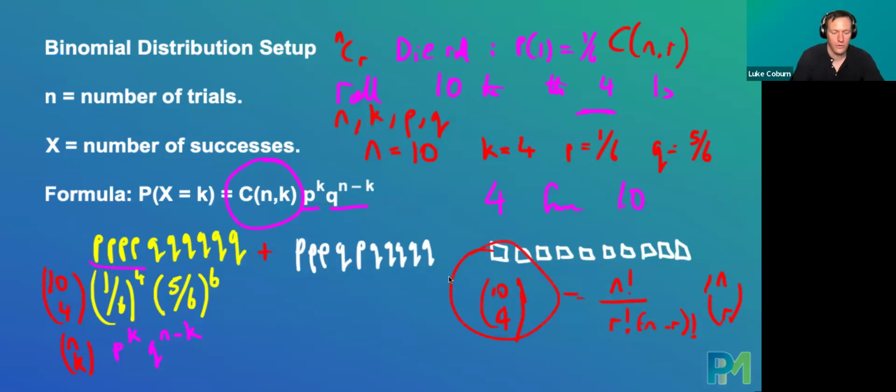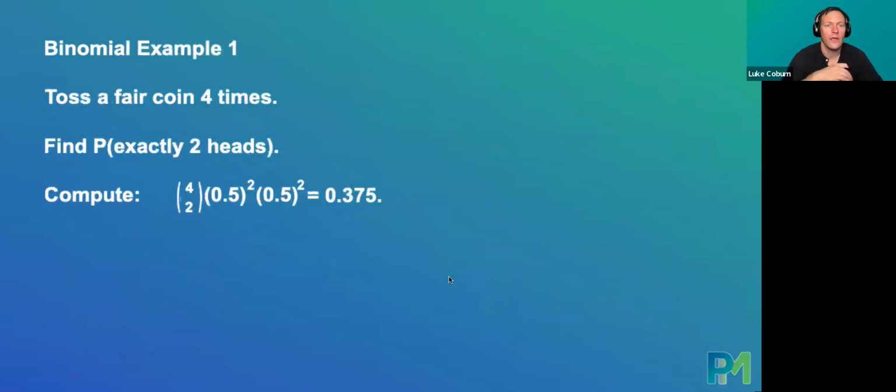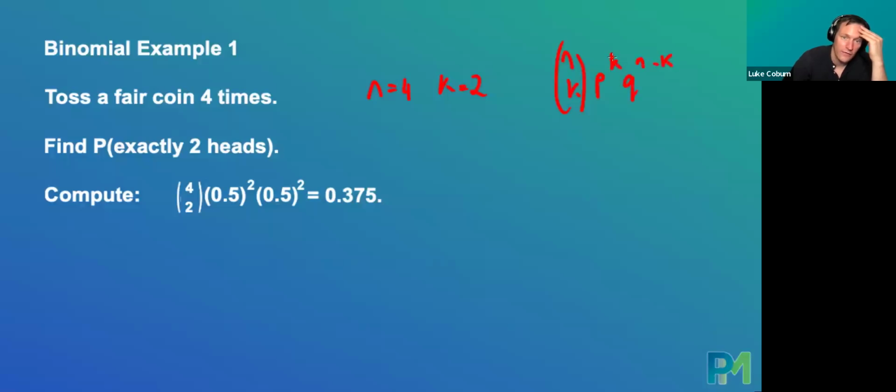Personally, I prefer that one. There we go. So we toss a coin 4 times, so n is equal to 4. Here, k is equal to 2. Our formula is n choose k, p to the k, q to the n minus k. This is the formula for the binomial.